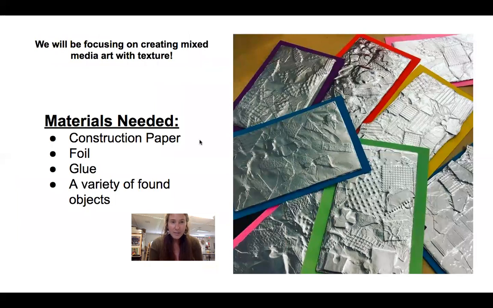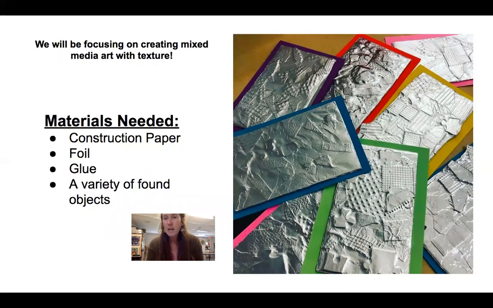For our project for this week, when we're focusing on using texture in our work, you are going to need construction paper, foil, glue, and a variety of found objects. So for example, you can go outside and get a leaf. You can have a little Lego. You could have cardboard. You could have a straw. Any kind of found objects you can find that would have different textures. You gotta go ahead and collect that before our next video, okay?